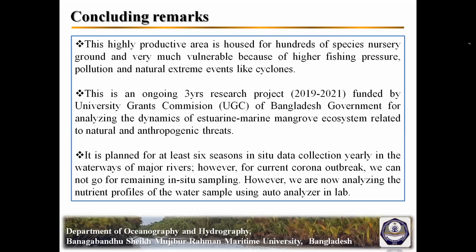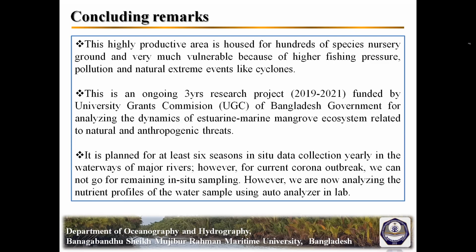Here are the concluding remarks of this study. This highly productive area houses the nursery ground of hundreds of species, and is very vulnerable because of higher fishing pressure, pollution, and natural extreme events like cyclones. This is an ongoing 3-year research project funded by the University Grants Commission of the Bangladesh government for analyzing the dynamics of the estuarine mangrove ecosystem related to natural and anthropogenic threats.